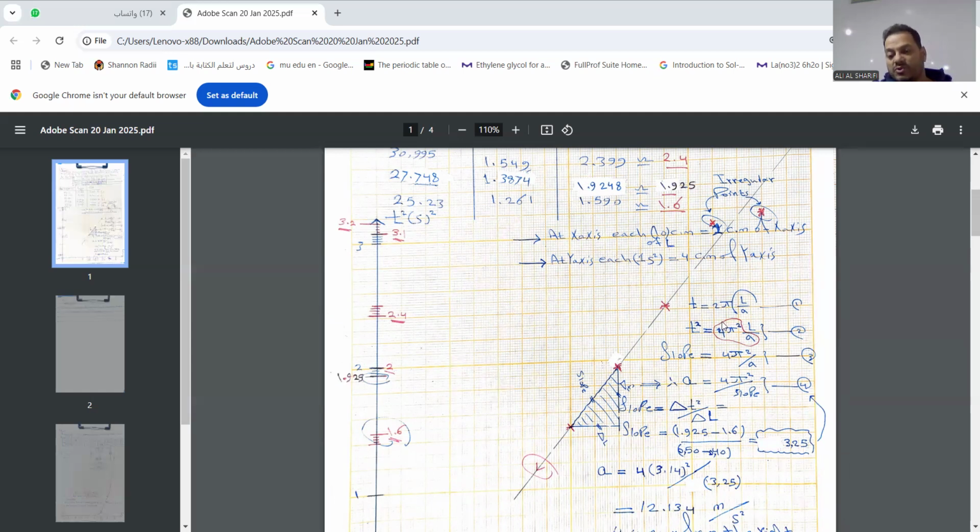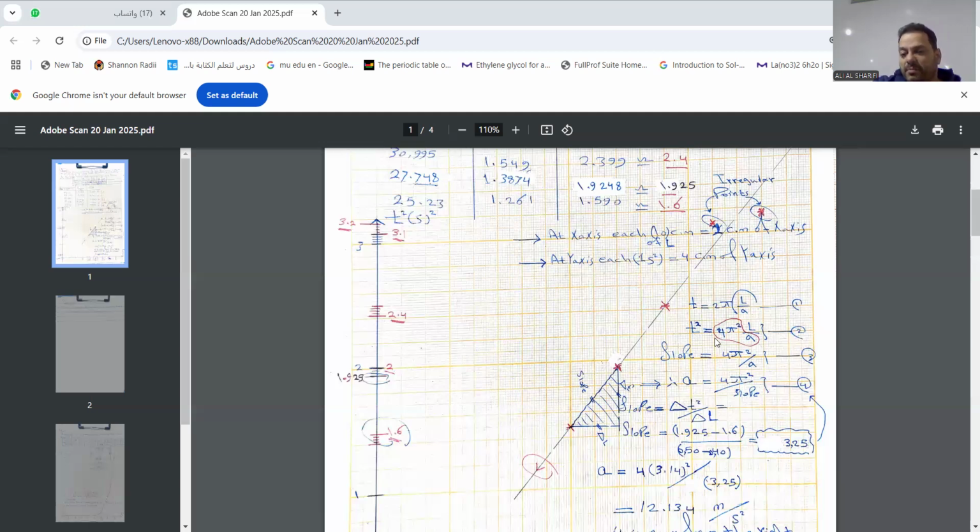By that, let's use these 3 equations. First one, T equals 2 pi root of L divided by acceleration. To make L divided by acceleration without the root, let's square each side of this equation, to be T square equals 4 pi square multiplied by L divided by acceleration.